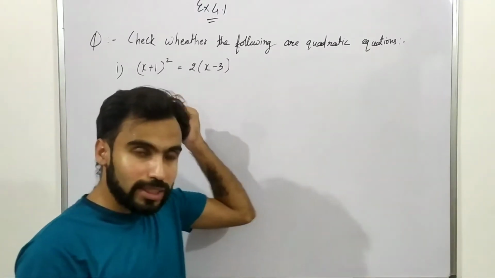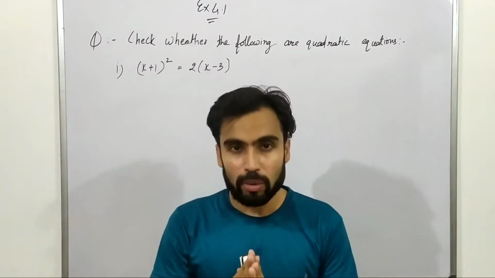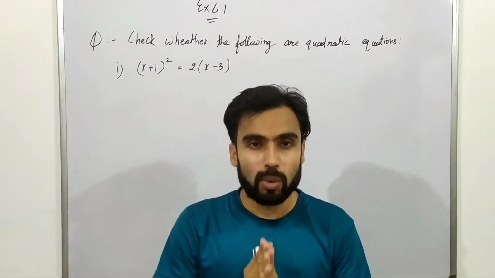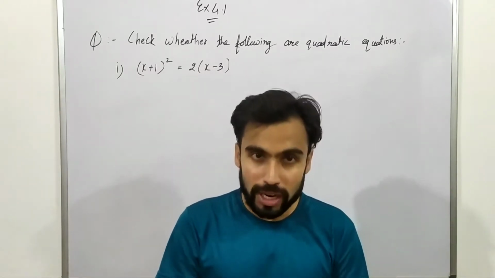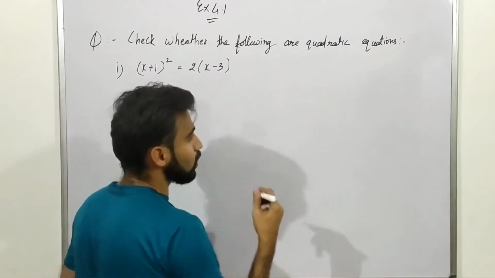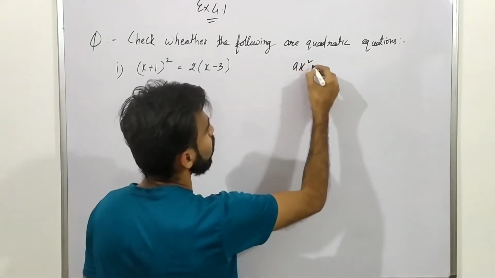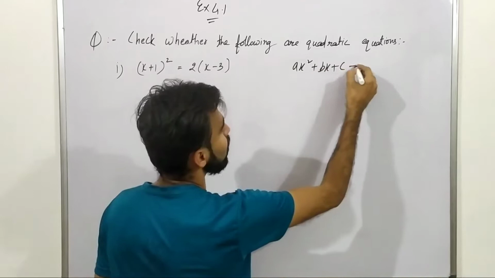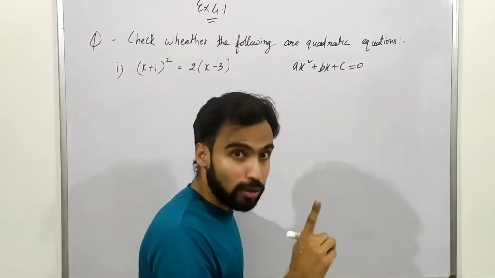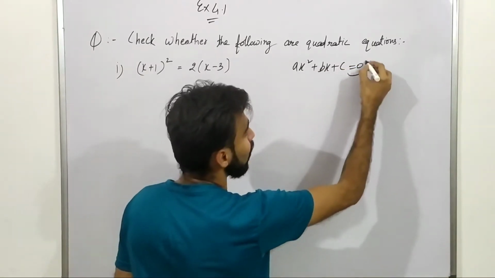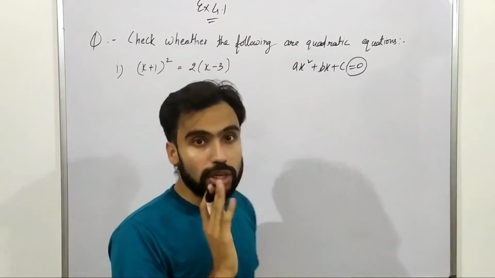So, an equation is given to you and you have to simply check whether the given equation is a quadratic equation or not. And for that, first of all, you have to take a look at the standard format of a quadratic equation, and that is ax square plus bx plus c equal to 0. Now the first thing you have to notice is that the right hand side is always equal to 0.